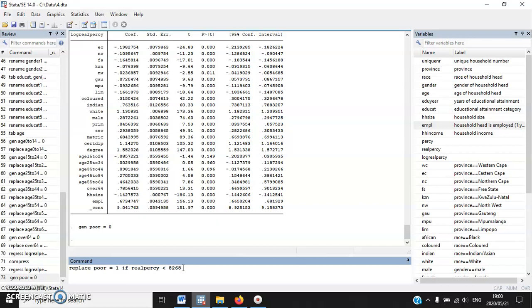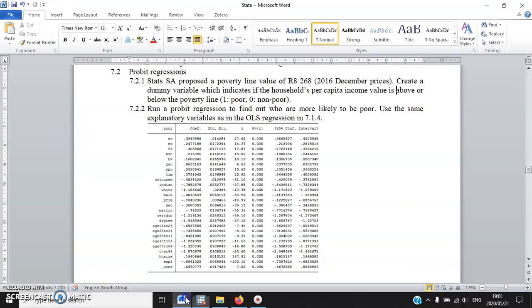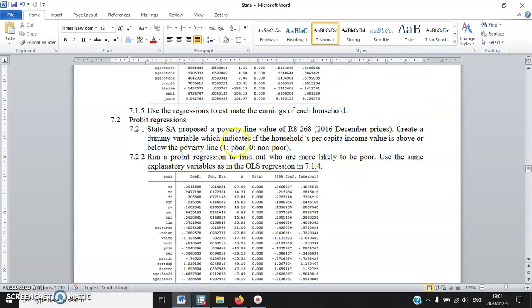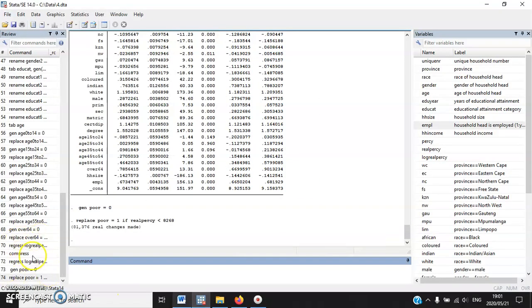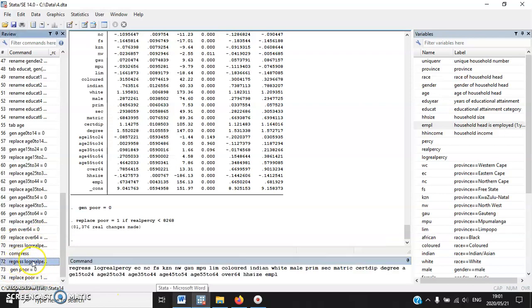So if the real per capita income is below this threshold, then the person is defined as poor. So remember, if poor equals 1, it means the person is poor. Okay. And then according to the questions, we run this probit regression on poverty likelihood, but using exactly the same explanatory variables as the previous OLS. So what you can do is just click on the OLS regression command here. Then all you have to do is just to change the keywords right at the beginning. This time it is not OLS, it is a probit regression. So probit poor. Then exactly the same explanatory variables.